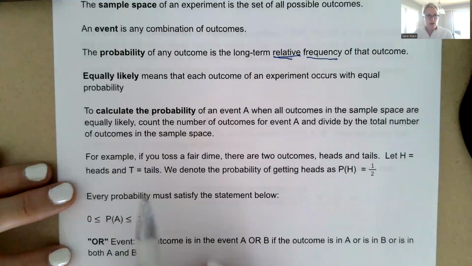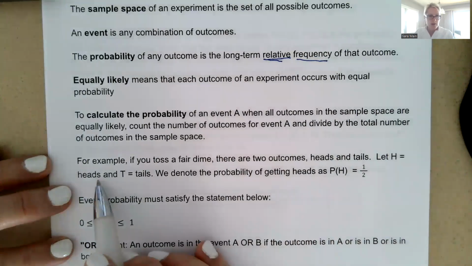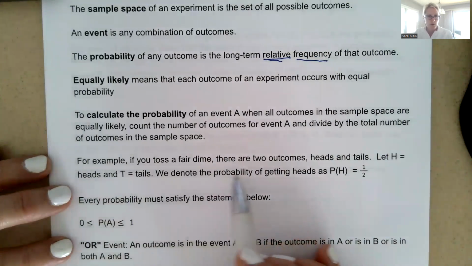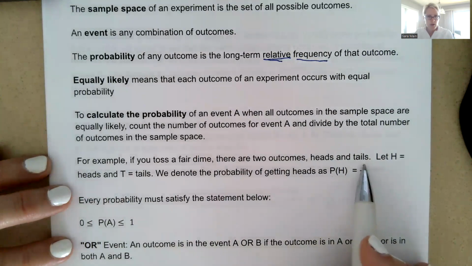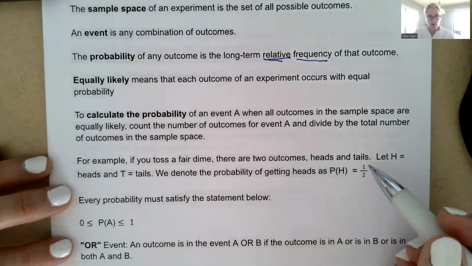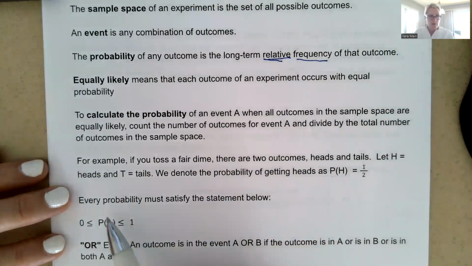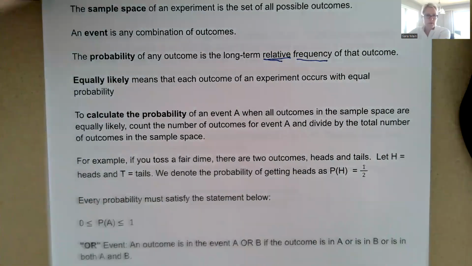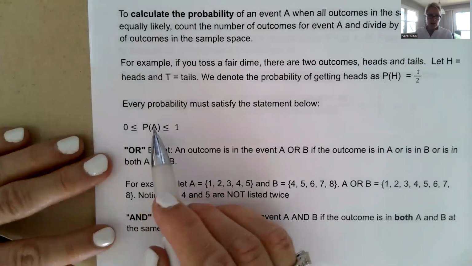For example, if you toss a fair dime, there are 2 outcomes, heads and tails. H will be heads and T will be tails. We denote the probability of getting heads as P of H, the probability of heads, equals 1 out of 2, because there's one way to get a head and there's 2 possibilities when you flip the coin. Every probability must satisfy the following statement. It must be greater than or equal to 0 and less than or equal to 1.